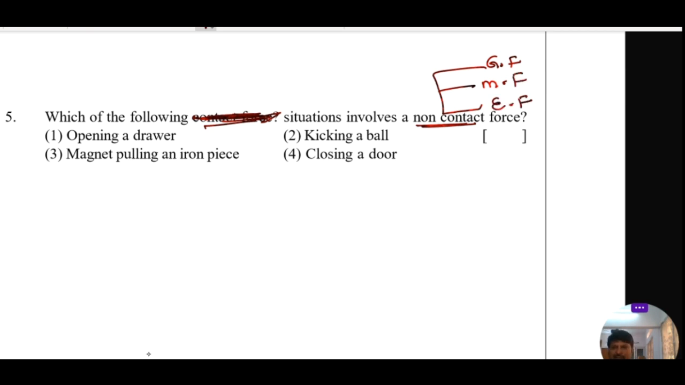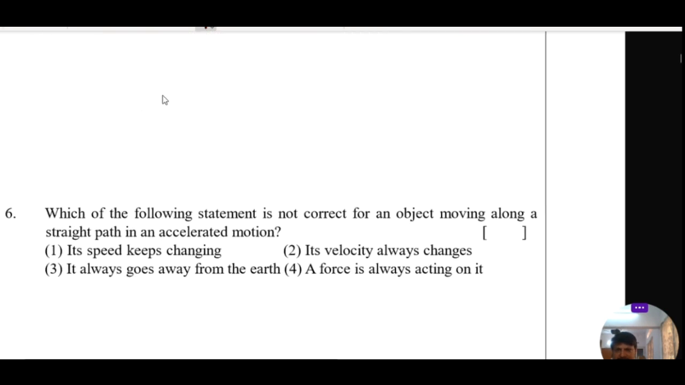So opening a drawer means here contact is there. Kicking a ball, contact is there. Closing a door, contact is there. Here this magnetic pulling an iron piece without physical contact. The magnet pulls the iron piece, so it is a non-contact force. So option 3 is the right answer. Next, sixth question.